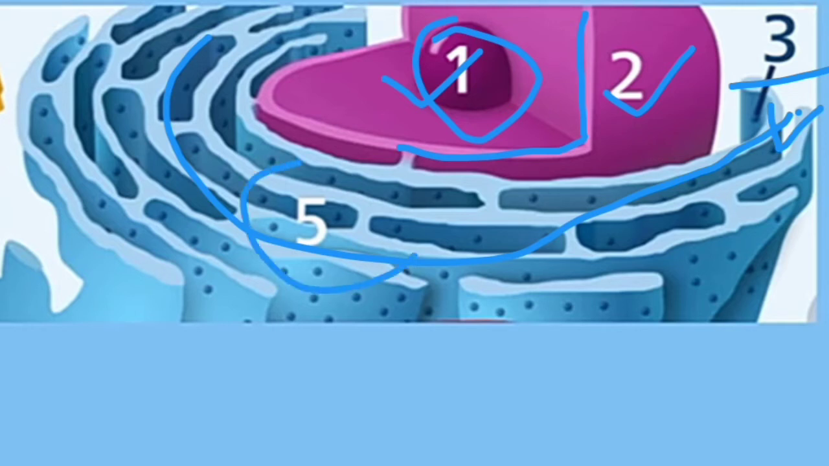Here this is fifth. These are the ribosomes. The dot-like structures which are present here, these are ribosomes. And the smooth surface which is here, this is the smooth endoplasmic reticulum.